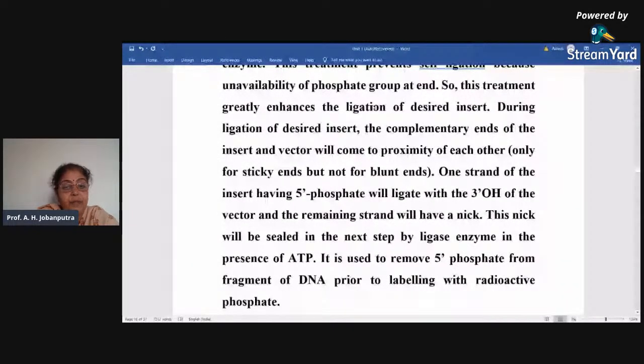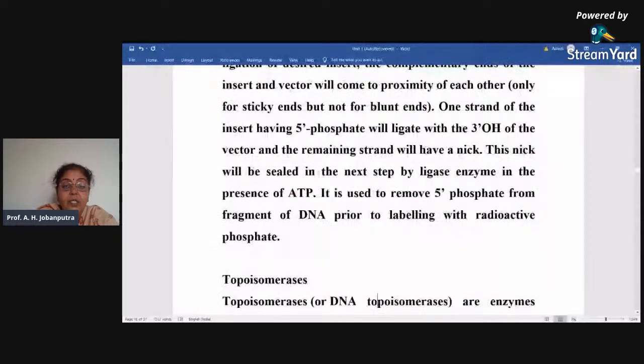Ligase requires ATP for its activity, you know very well. So it is used to remove 5' phosphate from the fragment of DNA prior to labeling with radioactive phosphate. That is again one important function of alkaline phosphatase. Very easy, simple and interesting.